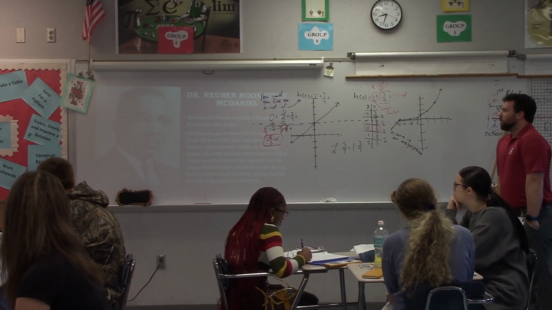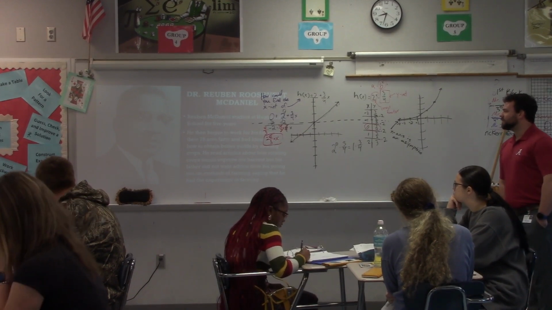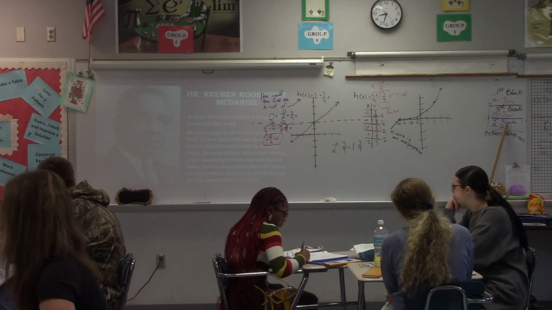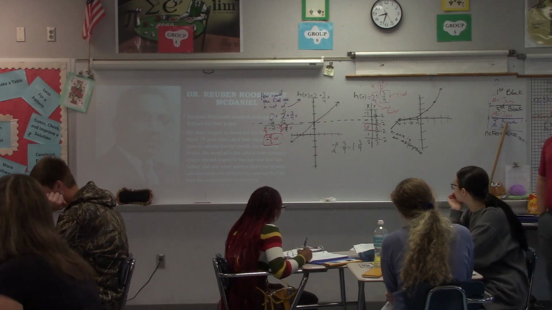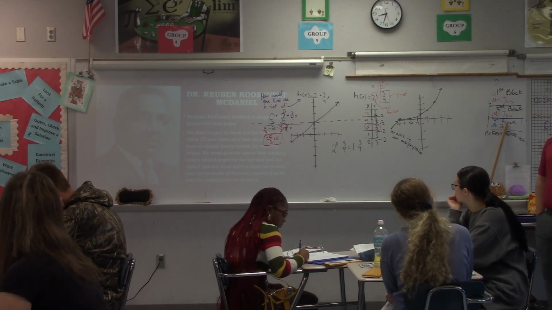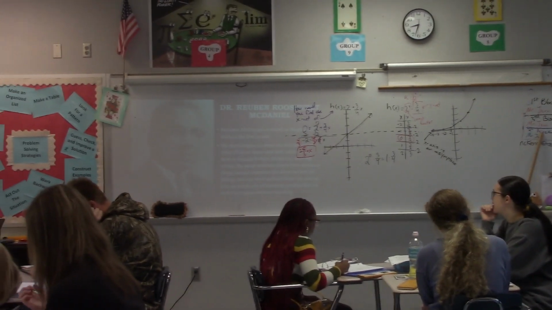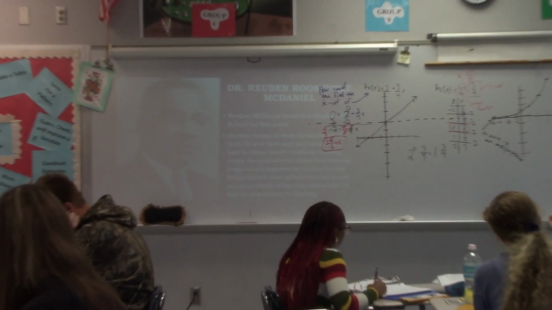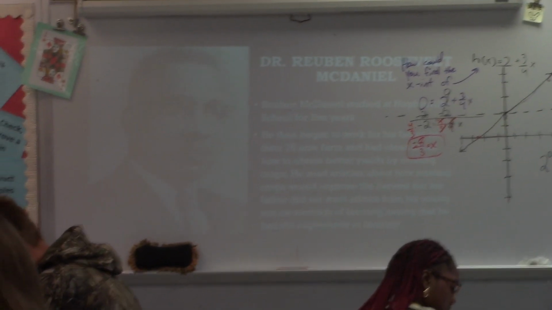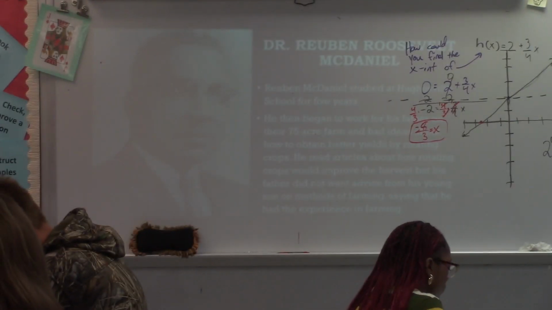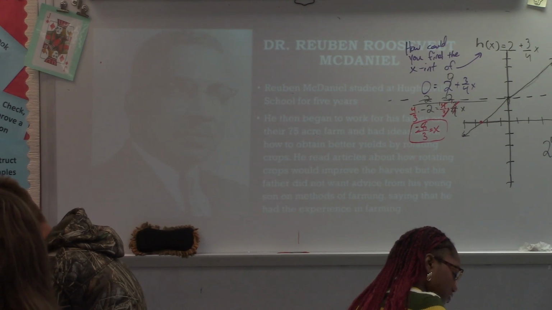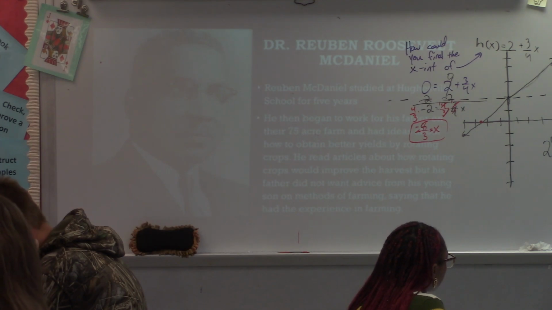Reuben Roosevelt McDaniel. I have to go back and look, I feel terrible I didn't write this down. I want to say he got his PhD in like the 30s or 40s, like 1930, 1940. He was the fifth African American, and I know that's true because there were no women who had PhDs at this point. So, fifth African American to get their PhD in mathematics.